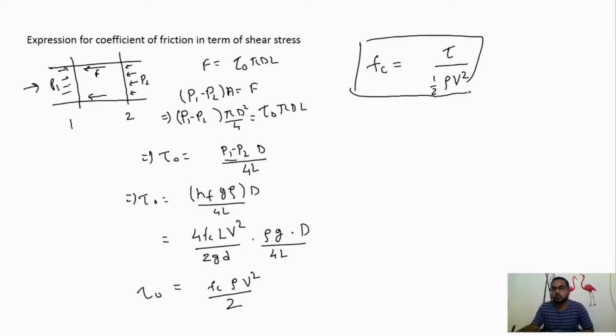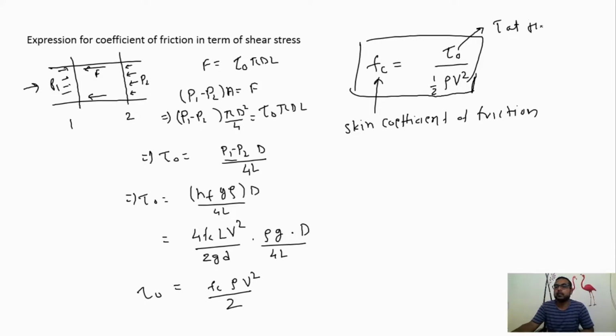So this is your tau naught. You have to remember this thing, that this is your skin coefficient of friction. Okay, and that tau naught is the shear stress at the wall, the internal wall of the pipeline, and V is the average velocity inside the pipe and rho is the density.